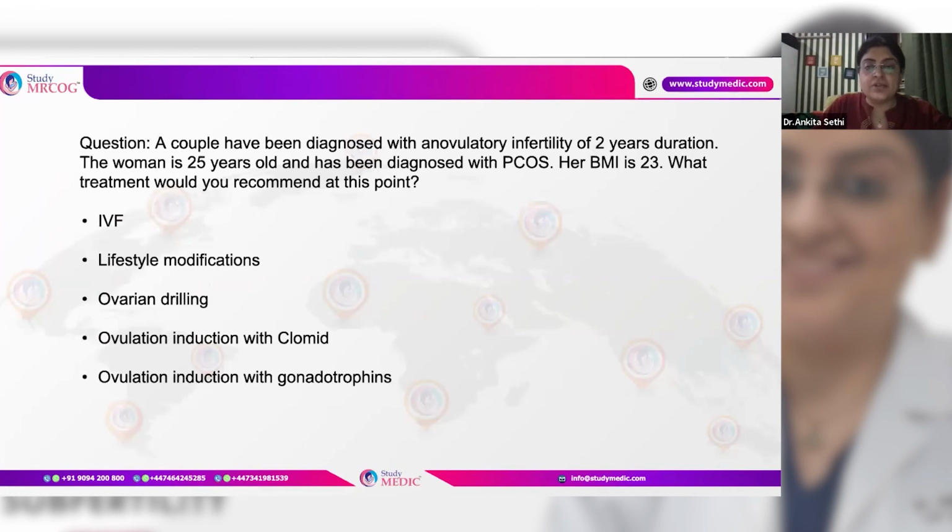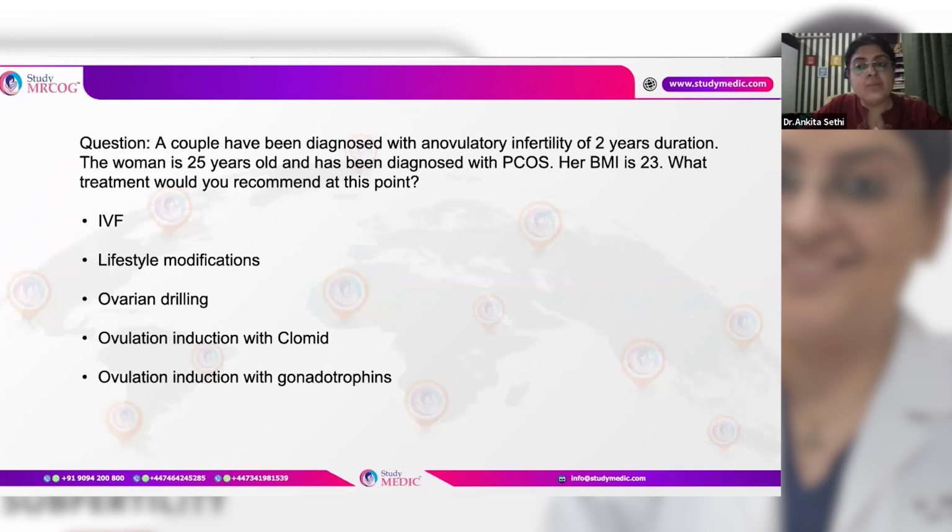A couple have been diagnosed with anovulatory infertility for 2 years duration. Woman is 25 years old, diagnosed with PCOS, and her BMI is 23. What treatment would you recommend at this date? IVF, lifestyle modification, ovarian drilling, ovulation induction with Clomid, or ovulation induction with gonadotropin. So as you can see, she's a young patient with anovulatory infertility and a BMI of 23. So the patient is not obese. So the treatment option will be ovulation induction with Clomid.